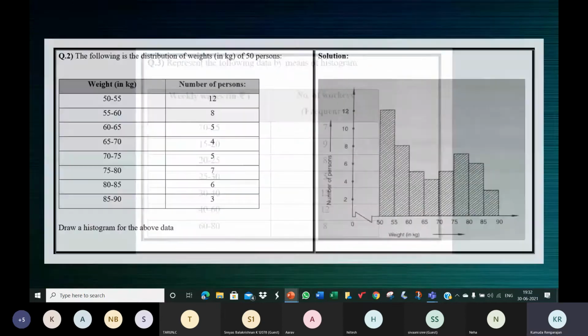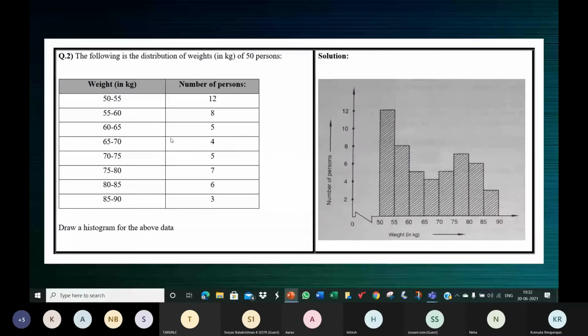So we have seen these two types so far. Here we're just going back to recall what we've seen so far. Here we have a frequency distribution where the class intervals are continuous and the class size is uniform: 50 to 55, 55 to 60, 60 to 65, 65 to 70, and so on, up to 85 to 90. You can see that the class intervals are continuous.